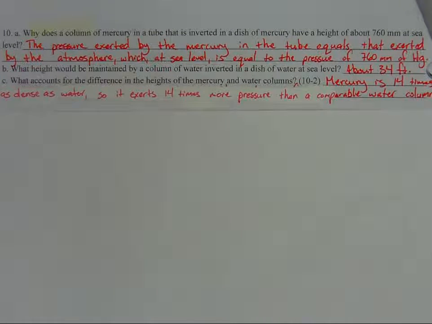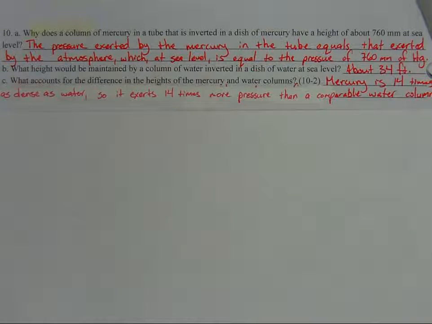Number 10. A. Why does a column of mercury in a tube that is inverted in a dish of mercury have a height of about 760 millimeters at sea level? Well, the pressure exerted by the mercury in the tube equals that exerted by the atmosphere, which at sea level is equal to the pressure of 760 millimeters of mercury.